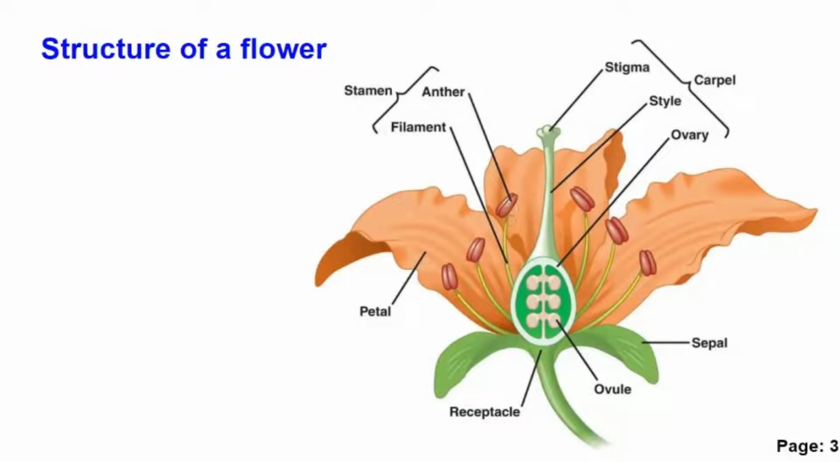Good. Anther and filament are called the stamen. So what is stamen in Khmer? Okay, right. Good. And do you know what the anther does? What is the function of the anther? Have you ever broken the anther and seen the yellow substance or yellow particles?